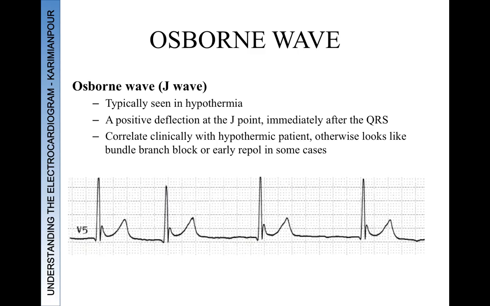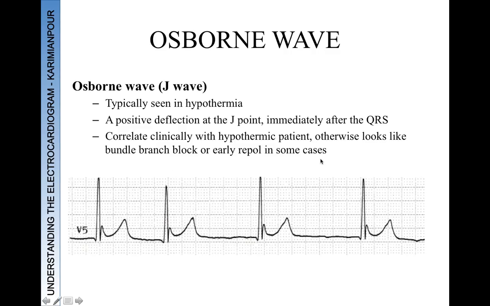Moving on to the Osborn wave, or the J wave. This is another example of an ST segment elevation or a J point elevation that is not ischemic. This is typically seen in hypothermia, so the clinical situation is important again. You have a positive deflection at the J point immediately after the QRS and a concave ST elevation.